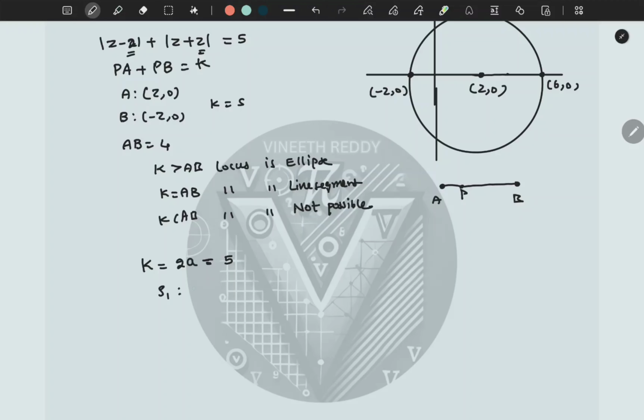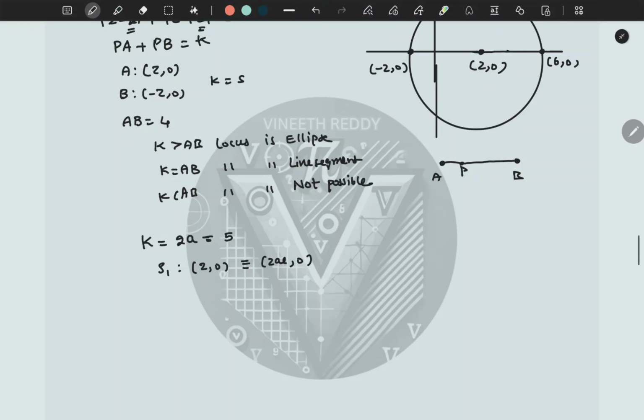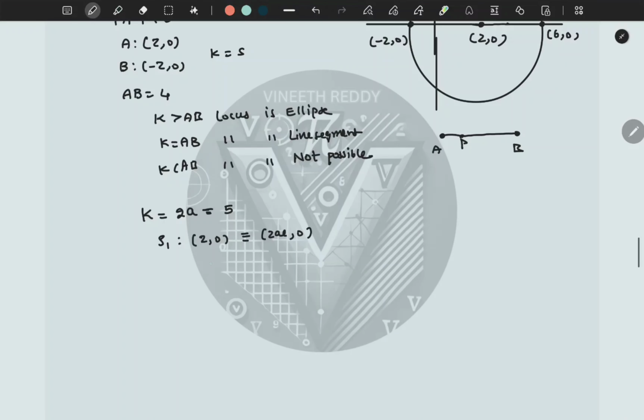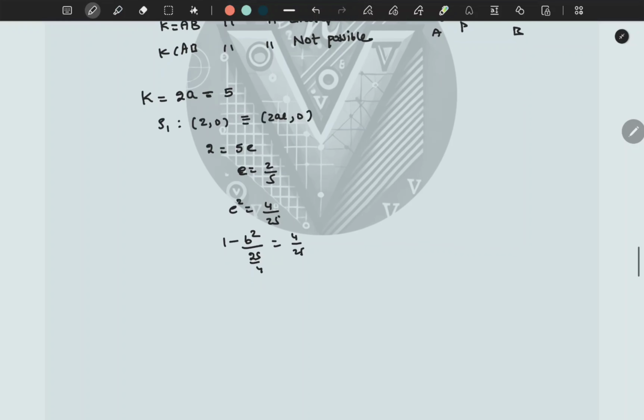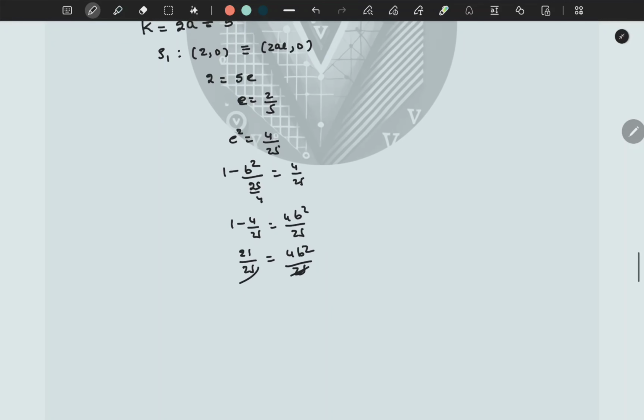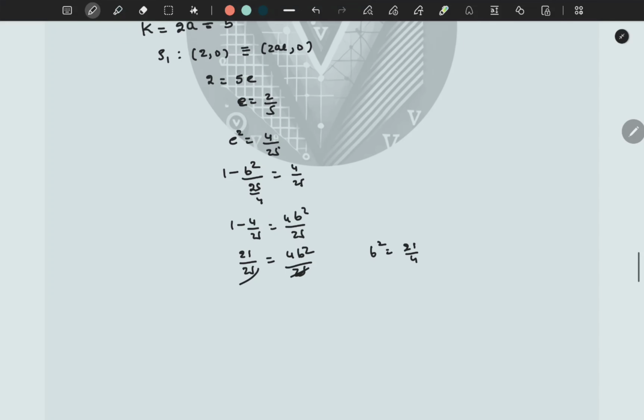And the coordinates of the first focus are 2 comma 0, which will be 2AE comma 0. That means 2 will be equal to 2A into E. 2A is 5, so E will be equal to 2 by 5. So E square equals 4 divided by 25, and that will be 1 minus B square by A square. A square is 25 divided by 4. So we get 1 minus 4 by 25 is equal to 4B square by 25, which is 21 by 25 is equal to 4B square by 25. I guess B square is equal to 21 divided by 4.